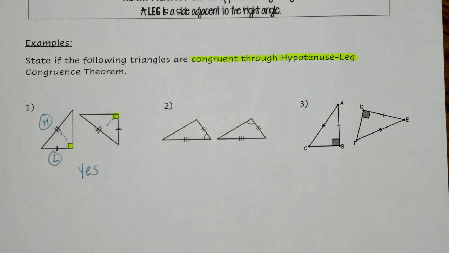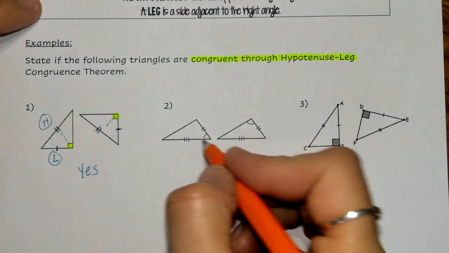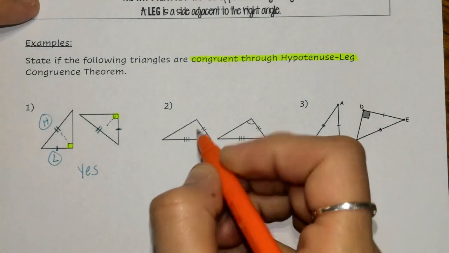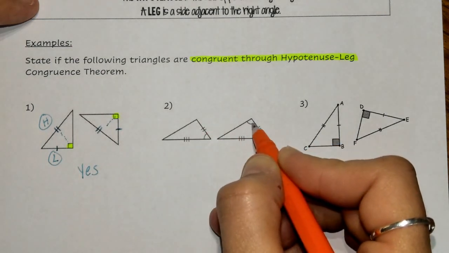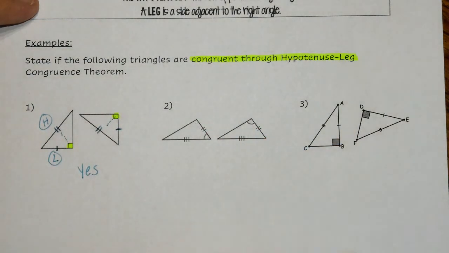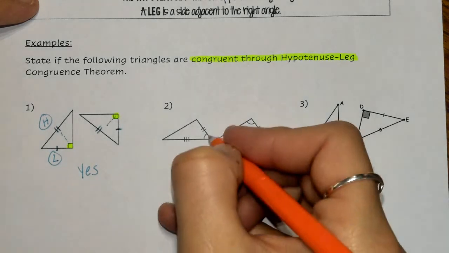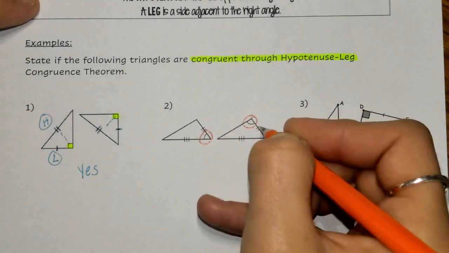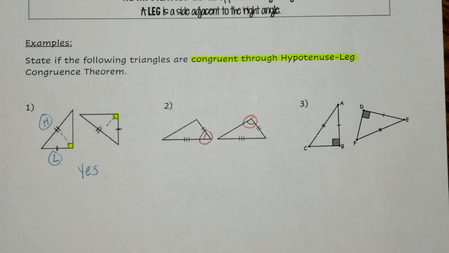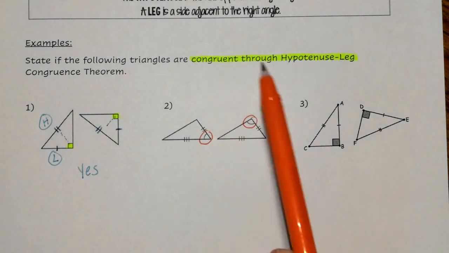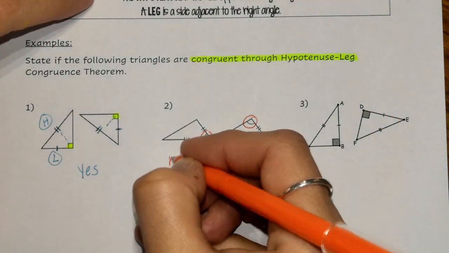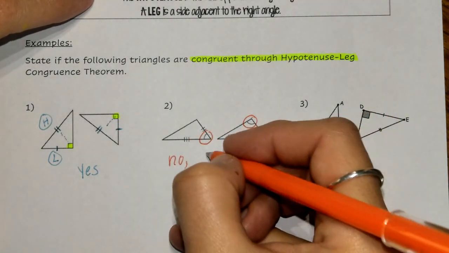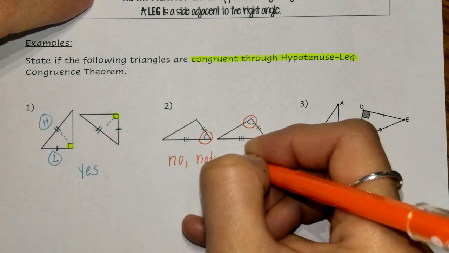The next one I want to take a look at. We do not have a 90-degree angle. We cannot assume that this angle right here is 90 degrees. Plus, look over here. Okay? These are not right angles. So because of this right here, it doesn't matter that I've got two sides. Okay? The matter is, we are asking, are they congruent through hypotenuse leg? And the answer is no.